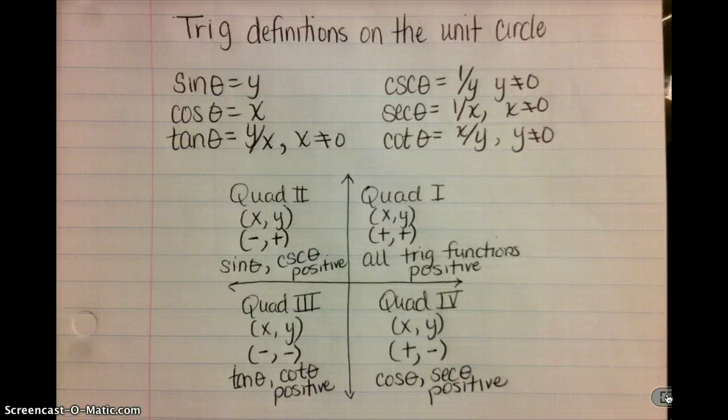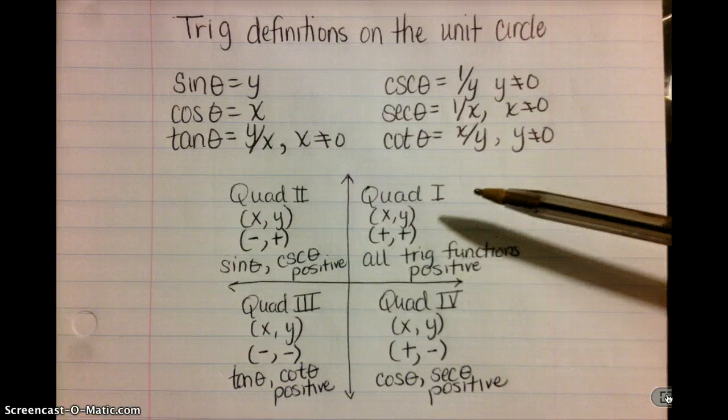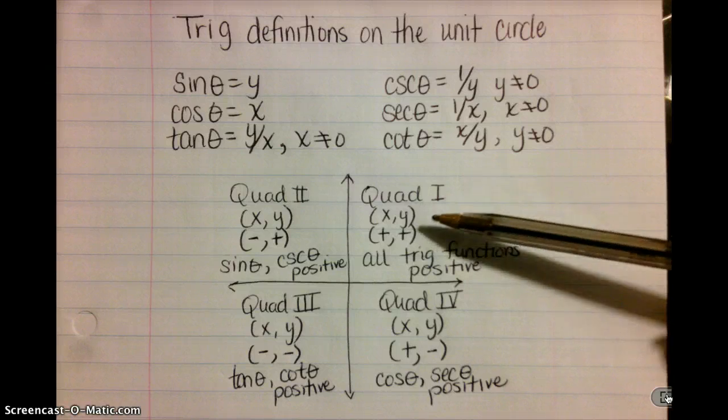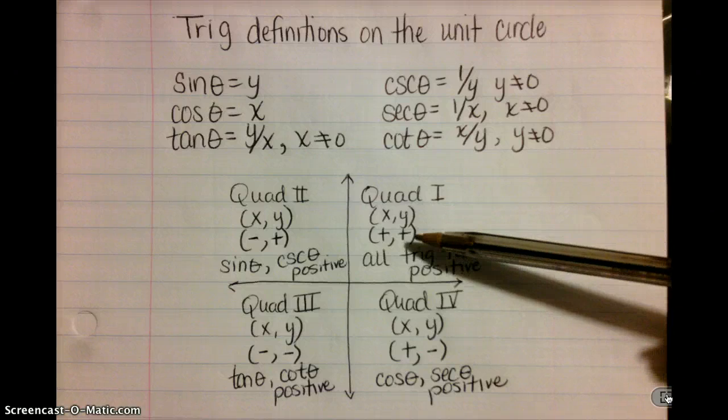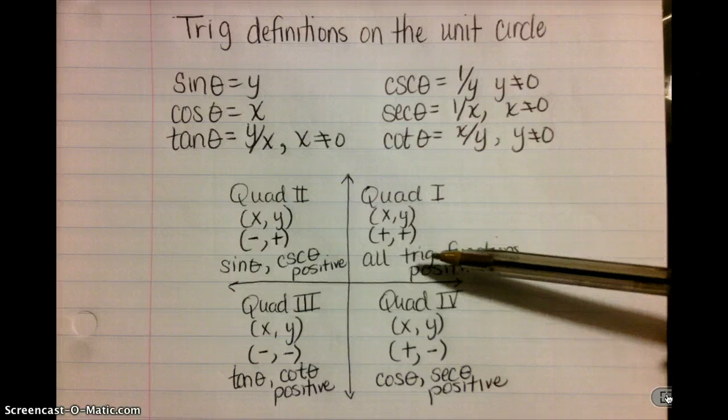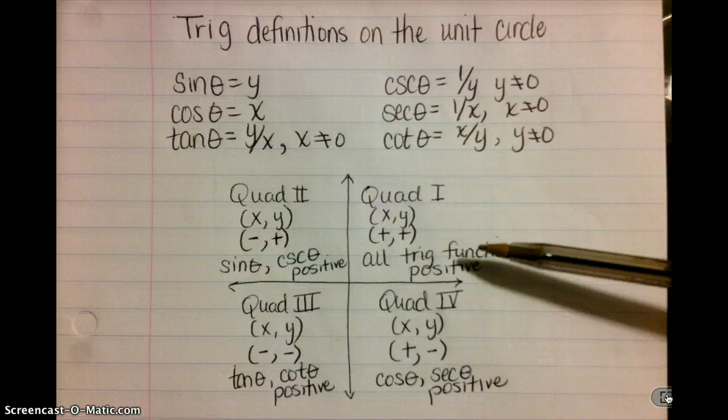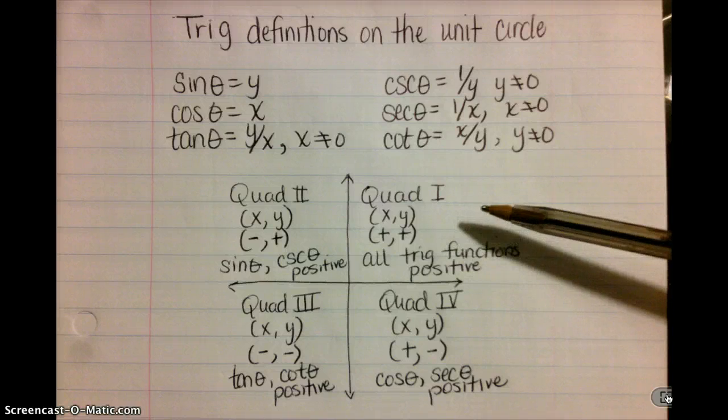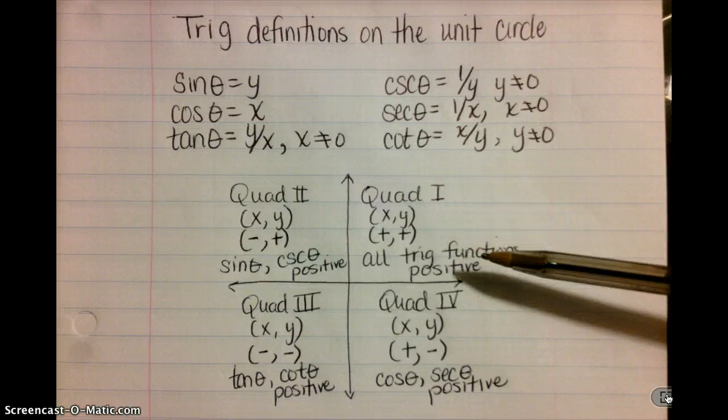So now let's look at our quadrants. We've already talked about this earlier, but there are 4 quadrants, and I've numbered the quadrants 1, 2, 3, and 4. In each quadrant, we're going to talk about the signs of your x and your y. In quadrant 1, your ordered pair (x, y), your x is positive and your y is positive. When we define our trig functions for any angle that is in quadrant 1, all trig functions are positive.